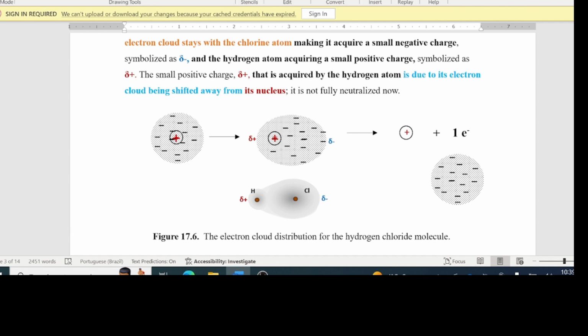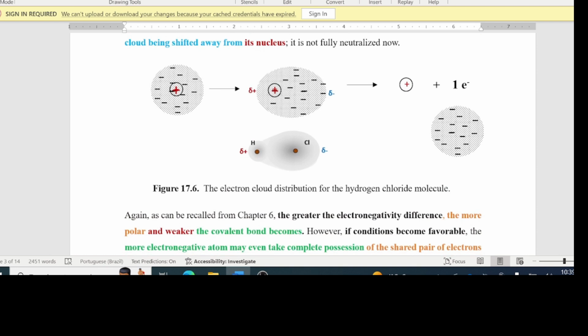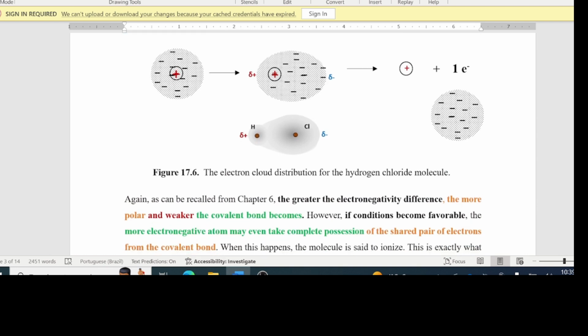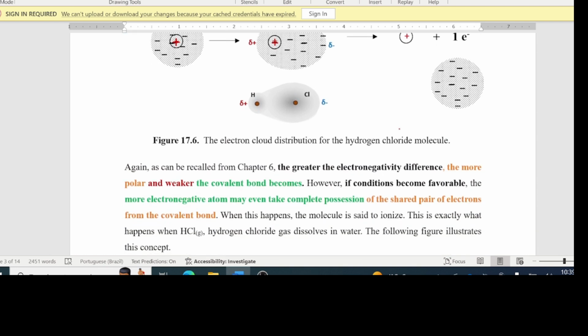Something similar is happening in the HCl molecule. We've spoken about this already, but we're just reviewing this because we're talking about why this molecule will ionize. This is HCl. You can see chlorine is pulling a greater share of the electron cloud toward itself. As such, it acquires a small negative charge here, and it leaves that with a small positive charge here.